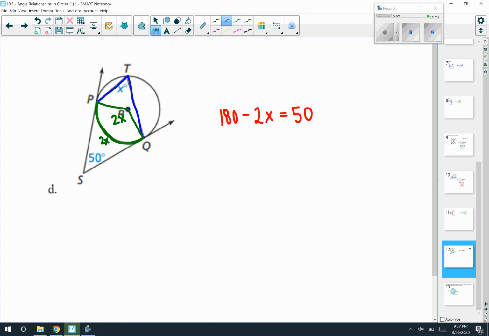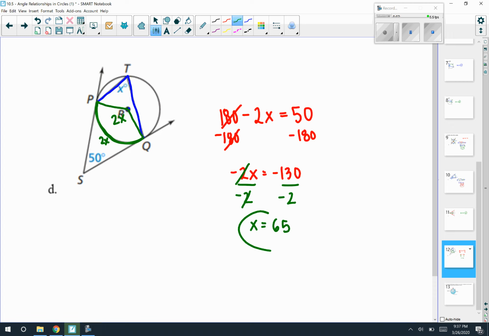So first thing I'm going to do is subtract 180. So negative 2x equals negative 130. Then I'm going to divide by negative 2. So x equals negative 130 divided by negative 2, which is 65. So x must be 65 degrees.